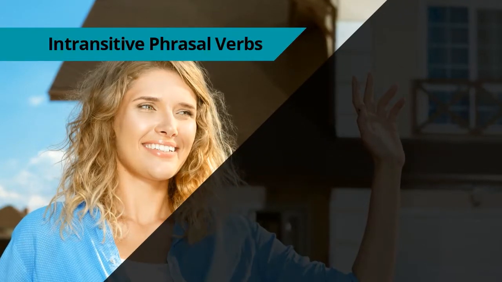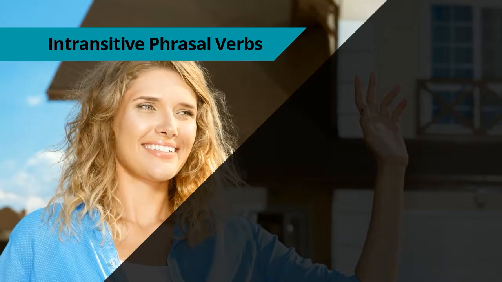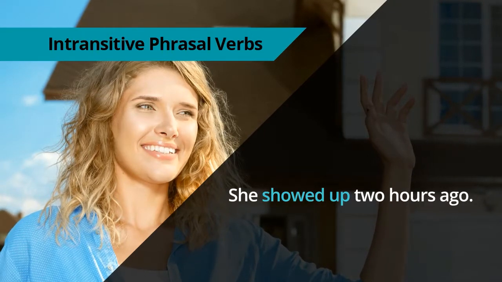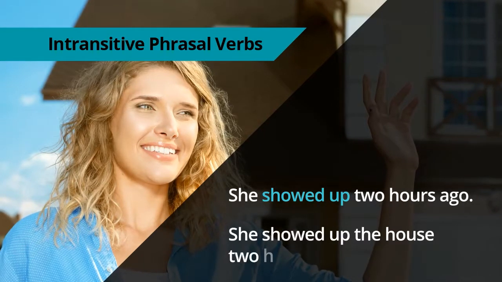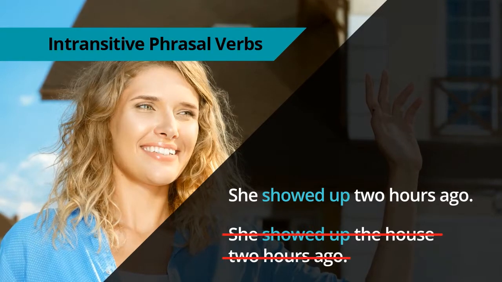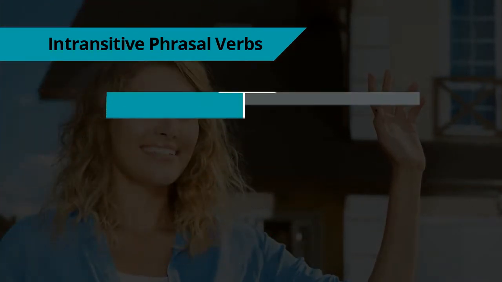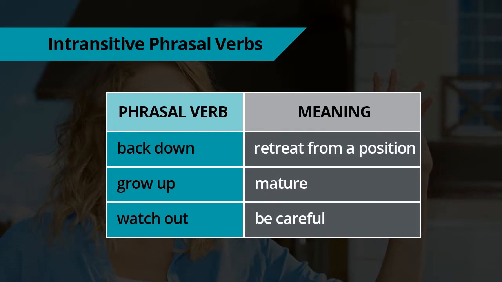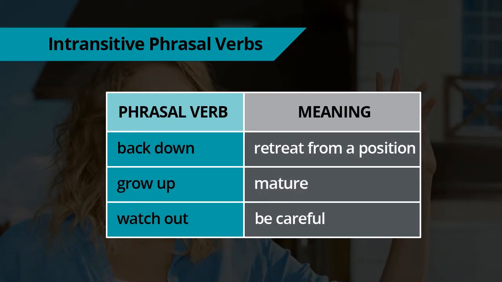The final category of phrasal verbs is intransitive phrasal verbs. These phrasal verbs cannot take a direct object. For example, we can say, she showed up 2 hours ago. We cannot say, she showed up the house 2 hours ago. Here is a list of common intransitive verbs. Back down, retreat from a position. Grow up, mature. Watch out, be careful.